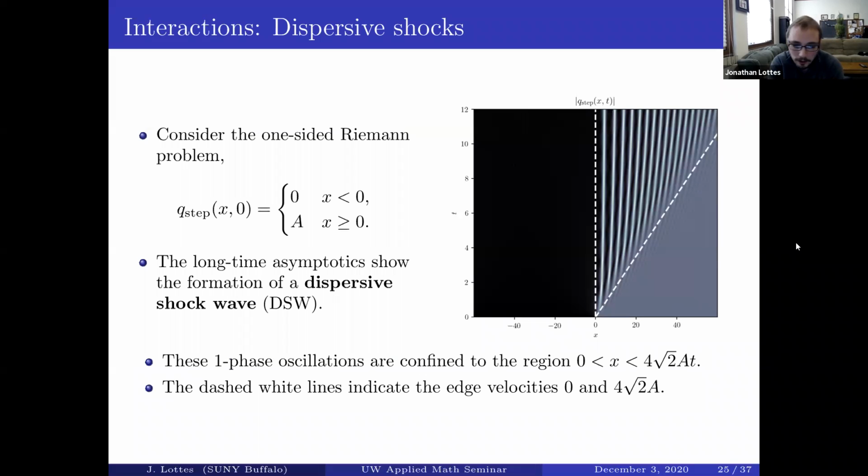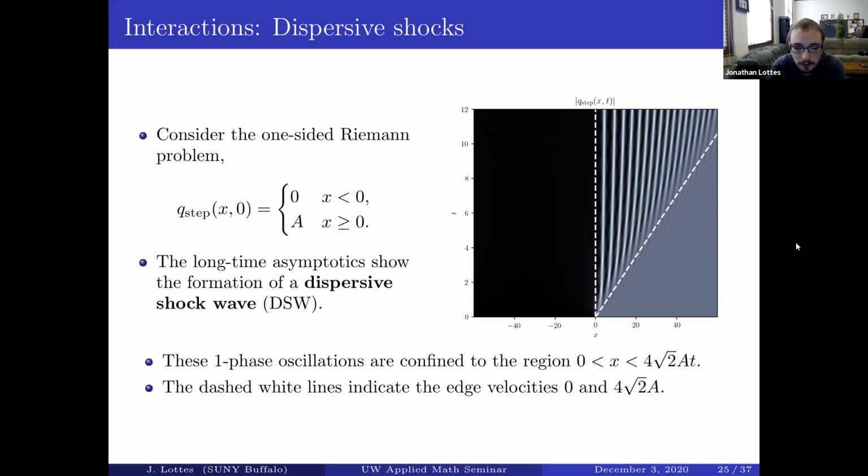So I'm going to talk right now about one-sided boundary conditions. Here I'm going to take A minus to be 0 and A plus to be, I'll just drop the plus and call it A. And for one-sided cases, you can, without loss of generality, take 0 velocity and 0 phase difference. So we'll do that. Let's consider first just the pure Riemann problem, Q step, which is 0 for x less than 0 and A for x greater than or equal to 0.